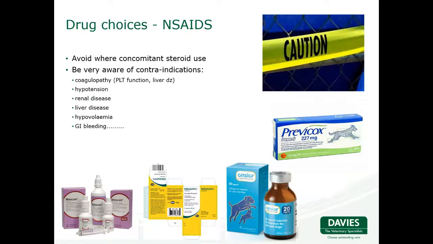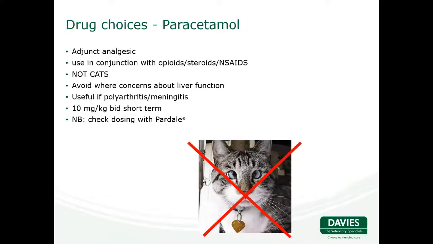So never use alongside steroids. Don't use in animals that have problems with their liver, or platelet function problems. Don't use if they're hypotensive, if their kidneys aren't working, if they've got liver dysfunction, if they're volume depleted or they've got a GI bleed. All of these are major contraindications to non-steroidal use. And if you come across a patient who's been prescribed one of these, then it's absolutely fine. You should be empowered to say, I'm a bit worried about giving this drug for this reason, because we'd much rather not have the complication than have to justify where we've had a problem.